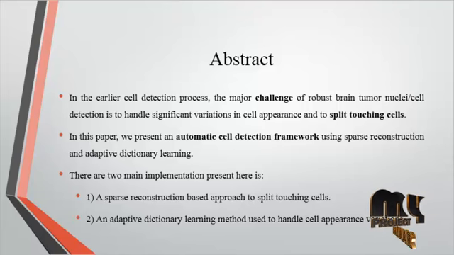In this paper, we present an automatic cell detection framework using sparse reconstruction and adaptive dictionary learning. These are the two main contributions of our method, that is already discussed as sparse representation based on the adaptive dictionary learning method used to handle the cell appearance variations. The automatic cell detection results are compared with the manual annotated ground truth and the other state-of-the-art cell detection algorithms.